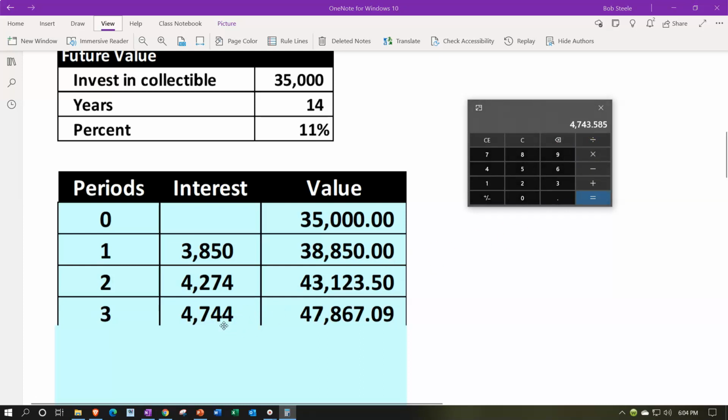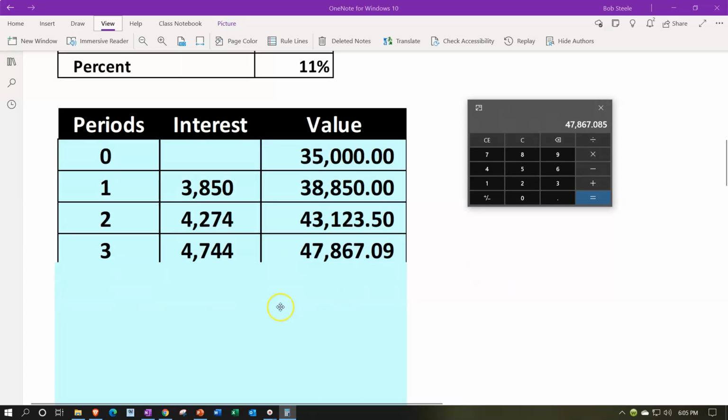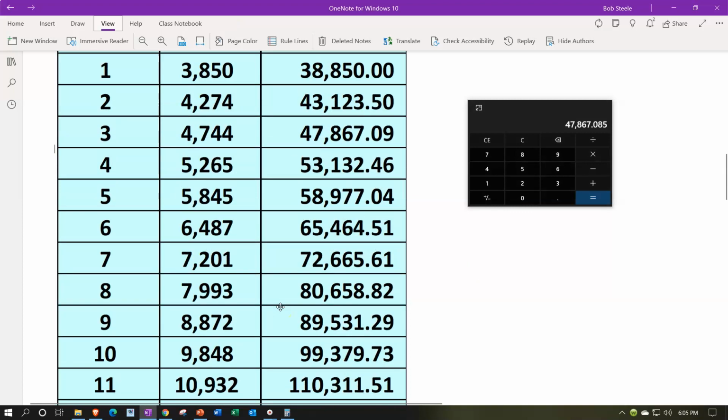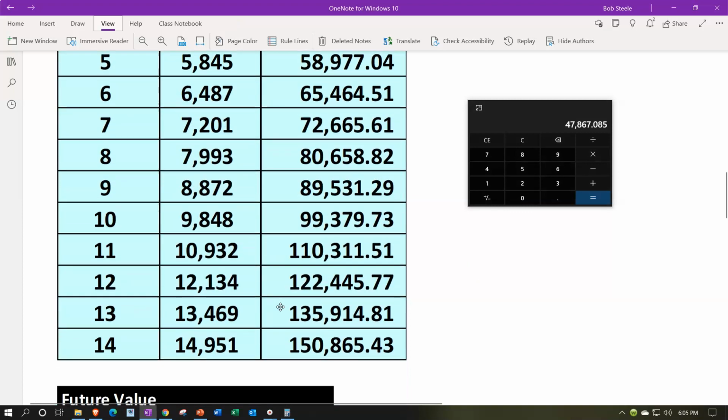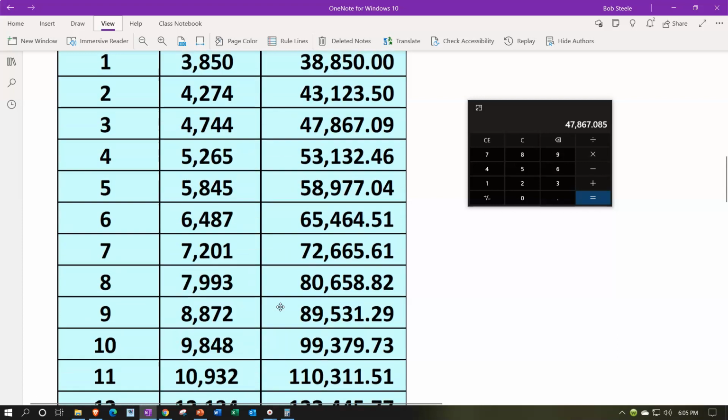Then we could take that once again and multiply it times the 0.11, and we could see the amount of interest increasing as we compound. 4,744, adding that then to the 43,123.5 gives us the 47,867, and so on. And we could do this process all the way down for the 14 years. Tedious to do here with a calculator, not too hard, very easy in fact. With Excel, highly recommend practicing with that. We do have this practice problem and others in Excel that you can practice with.